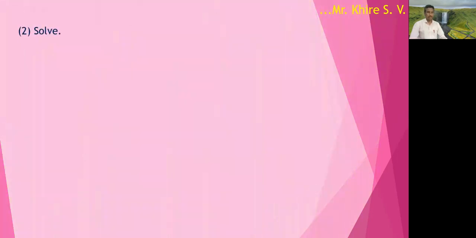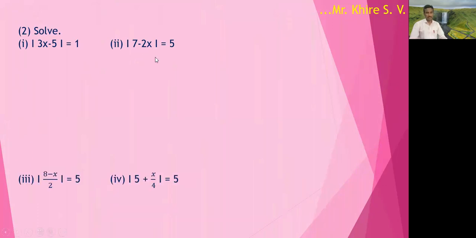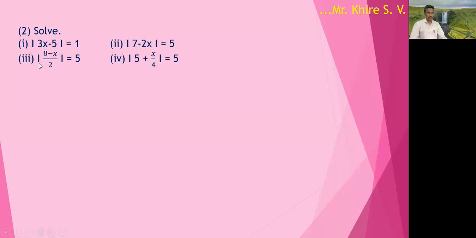We'll see question number 2. Solve. In that, the first example is mod of 3x minus 5 is equal to 1. Second is mod of 7 minus 2x is equal to 5. Third, mod of 8 minus x upon 2 is equal to 5. Fourth, mod of 5 plus x upon 4 is equal to 5. We will see the solution of the first example.